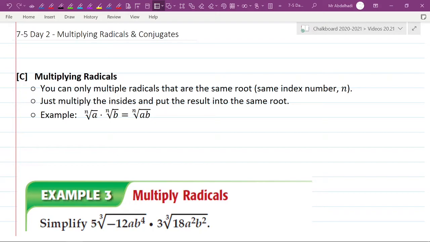Okay, welcome back. Today we're going to continue talking about operations on radicals. Today we're going to be multiplying radicals. So last time we were adding radicals and any kind of roots, in other words. And we had to make sure that the inside of the root and the outside of the root match before we could add anything or subtract anything.